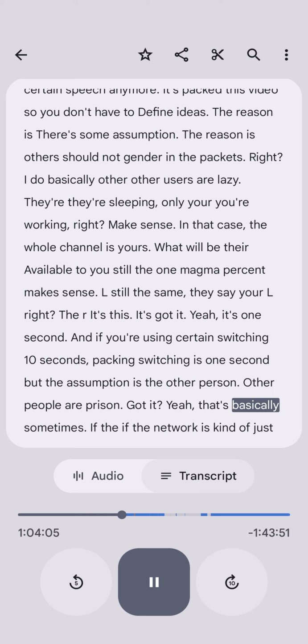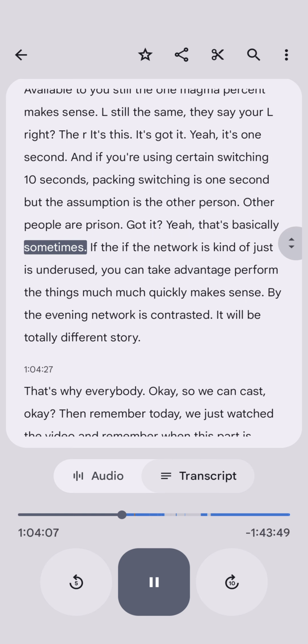Got it? That's basically it: sometimes if the network is underused, you can take advantage and perform things much more quickly. Makes sense? But if the network is congested, it will be a totally different story. Make sense? This is for everybody. Okay, so we can pass.